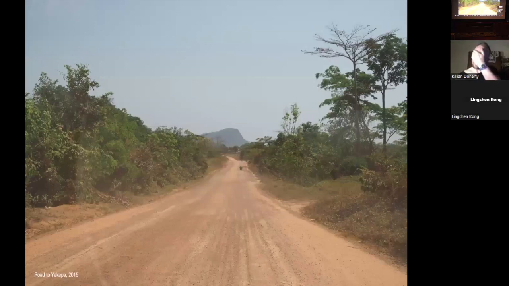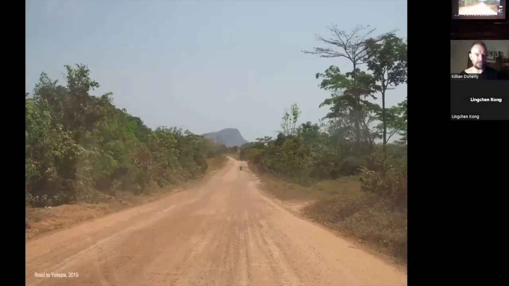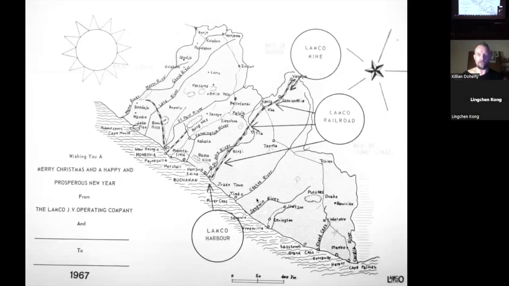My wife was working, we were in Liberia and Sierra Leone. She was working for Johns Hopkins, involved in the Ebola response. So we went up in 2015 to Yekepa again, and it's really difficult to get to. It's on the frontier. You can see here on the map, it's way up on the edge, between Guinea and Ivory Coast.